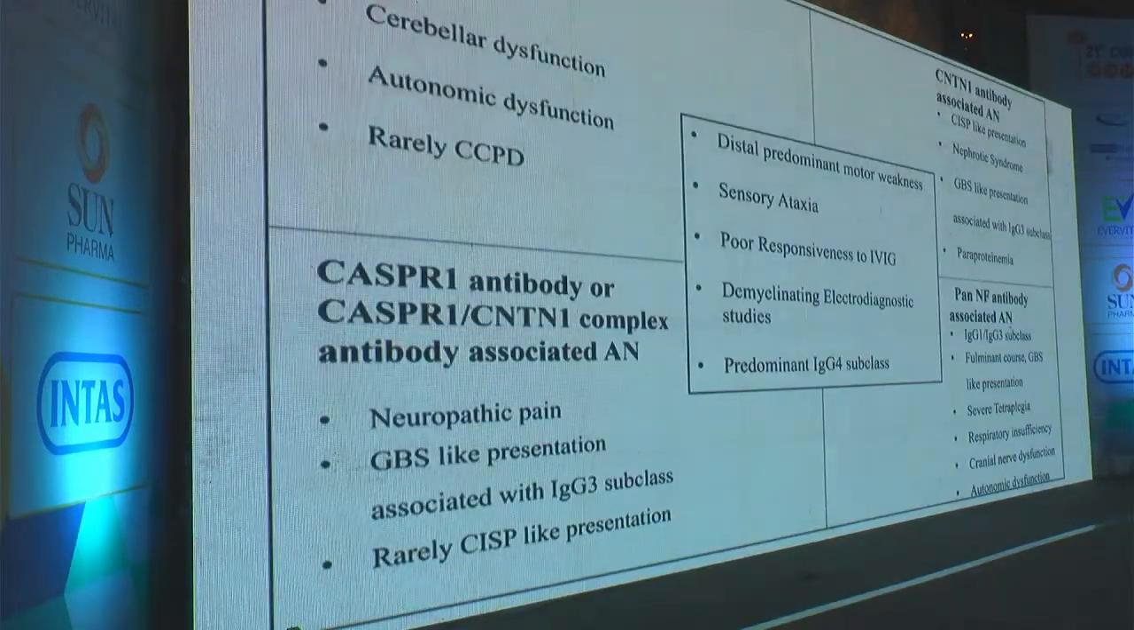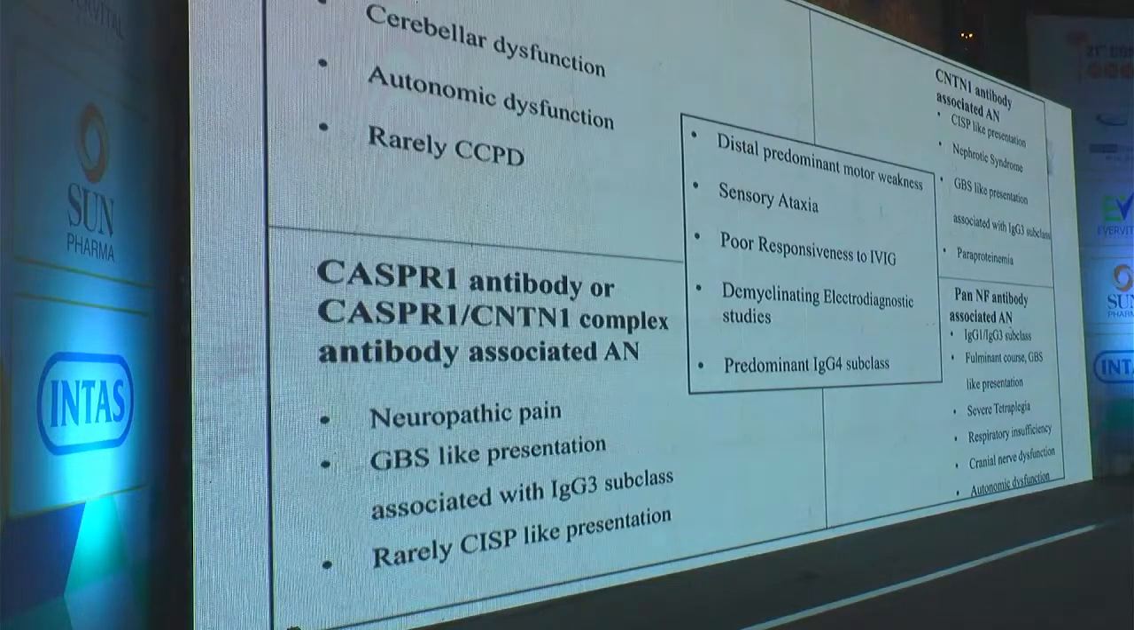So this spectrum of diseases can present acutely or subacutely to chronically with a prominent distal weakness more than proximal weakness, with areflexia, with sensory ataxia. They have a characteristic poor responsiveness to IVIG. That's why this entity is important to keep in our mind. They respond to steroid, they respond to plasma exchange, and they respond fantastically to rituximab. Because most of these paranodal and nodal diseases are IgG4 mediated. And whenever IgG4 comes in the picture, they respond fantastically to rituximab.